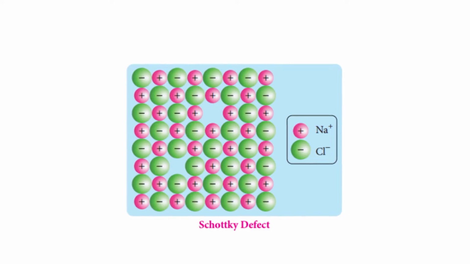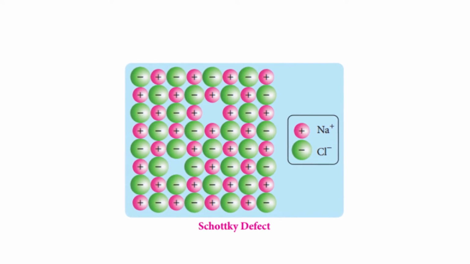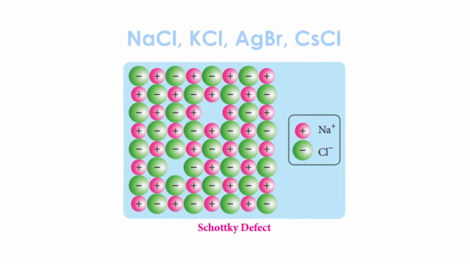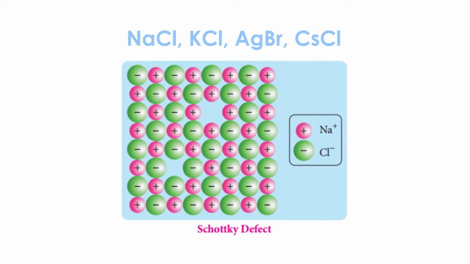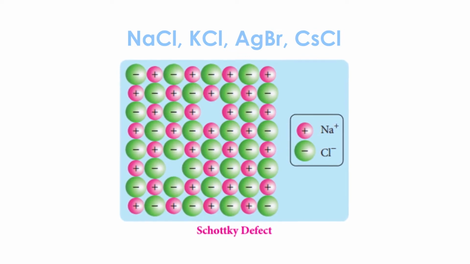This creates a new vacancy into which another ion can migrate. Continuation of this process, which is commonly referred to as the vacancy mechanism, results in the migration of the ions and the vacancies across the lattice in opposite directions, thereby causing a small ionic conductivity in the solid. A few examples of ionic compounds exhibiting Schottky defects are NaCl, KCl, AgBr, CaCl, etc.